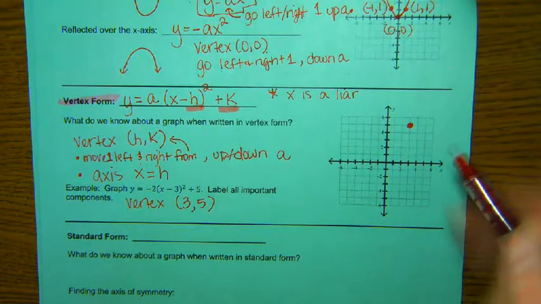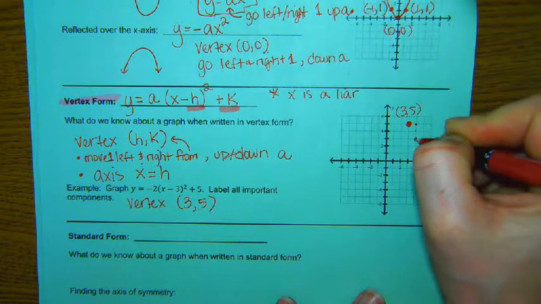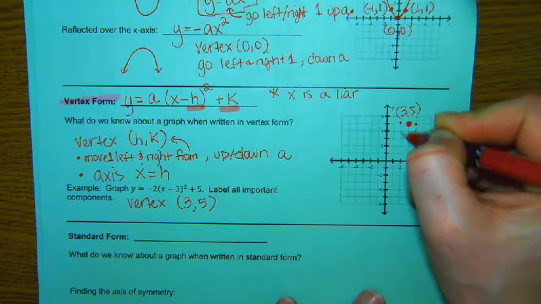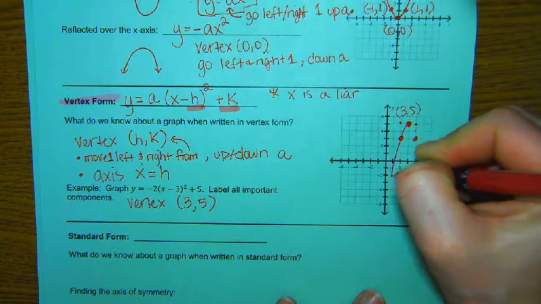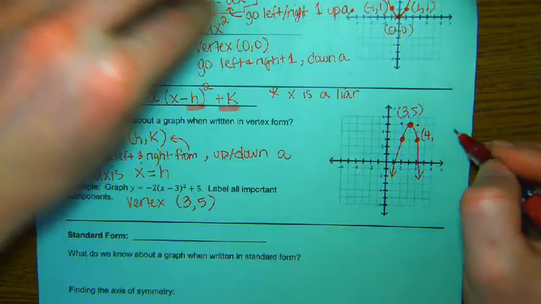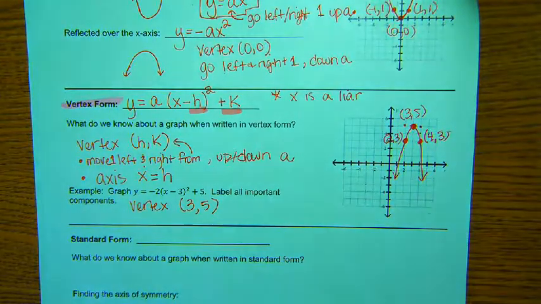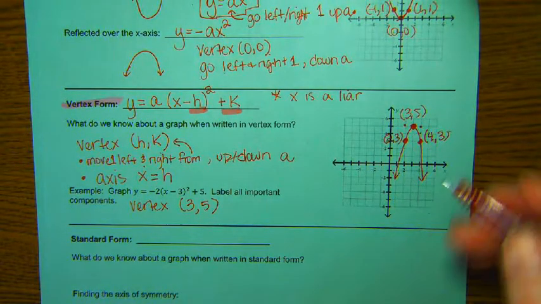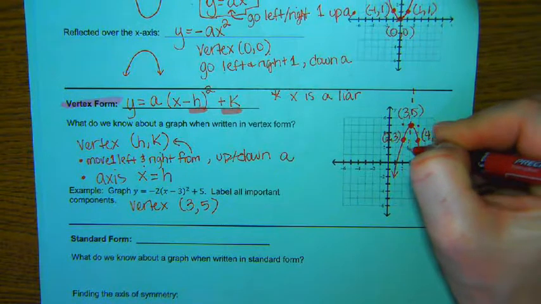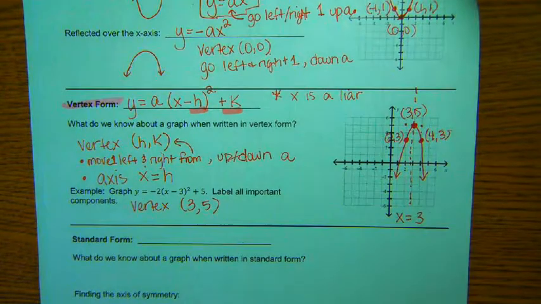Alright, so here we go. From my vertex of 3, 5, I'm going to move to the right one and down 2. I'm going to go on the other side to the left one, down 2. And then I'm going to draw my parabola. This would be the point 4, 3 and 2, 3. And then would you put a dashed line going through the vertex? This is the axis of symmetry, and it is x equals 3. Okay, so that is called vertex form.